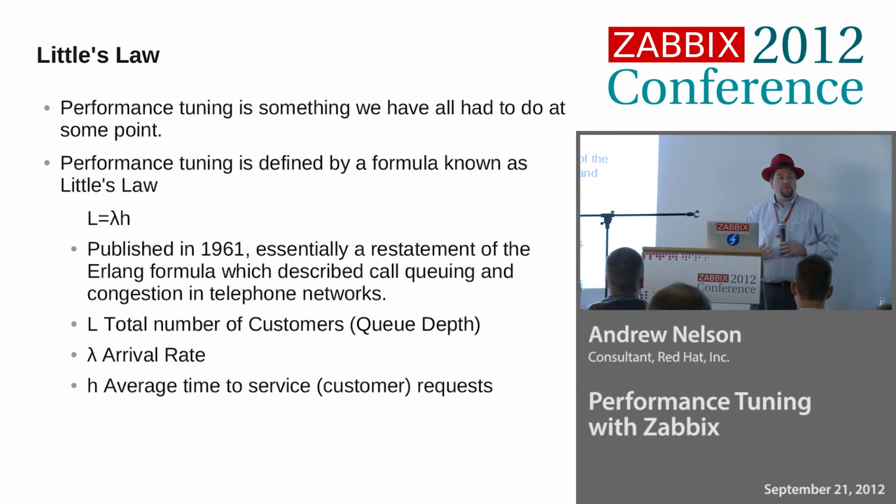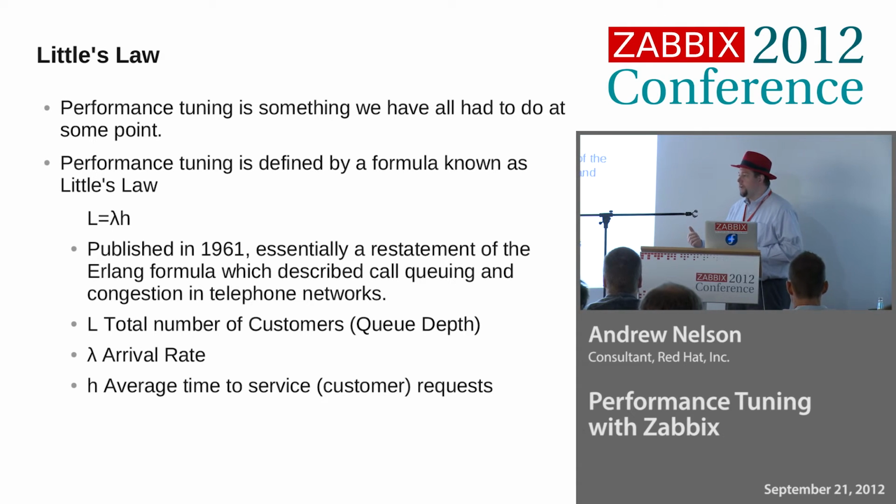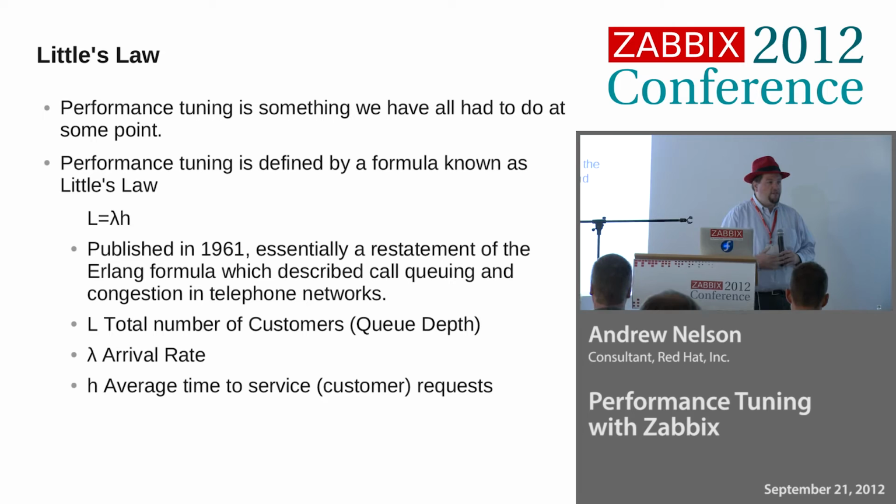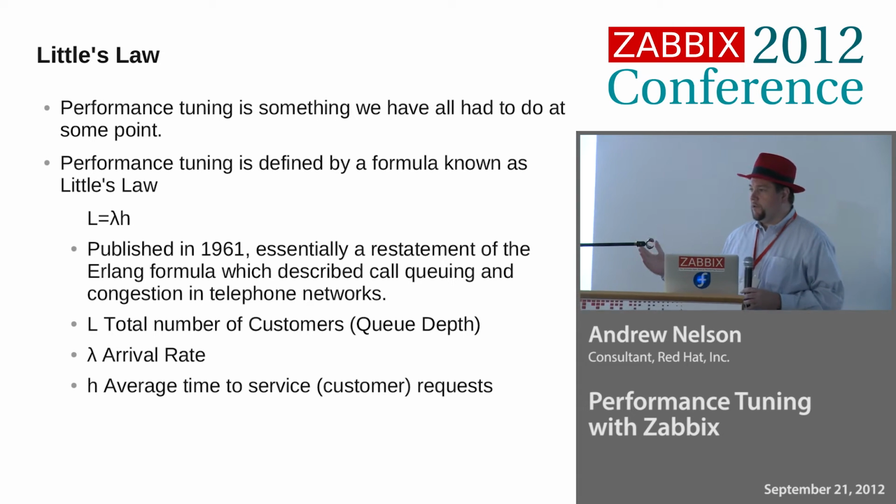And it's a very simple formula. The length of the queue is equal to the number of customers walking in times the time it takes to service that customer. So if it takes 10 minutes to serve a customer, and you've got one customer every 10 minutes, and you've waited 10 minutes, your queue should be one customer long.